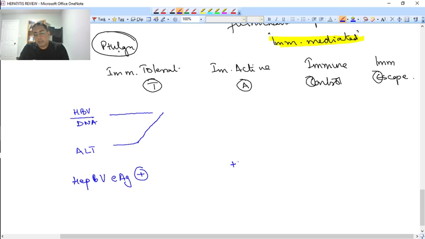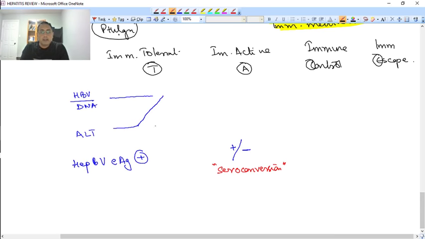Hepatitis B virus E antigen would start becoming negative. So there is a seroconversion during this phase. This could be your next MCQ: seroconversion would happen in the immune active phase of hepatitis B virus. That's the natural course. And what happens to the ALT during this phase? The hepatitis B virus DNA would start decreasing and the ALT would increase. It shows fluctuations. So this would go down and hepatitis B DNA is also going down.